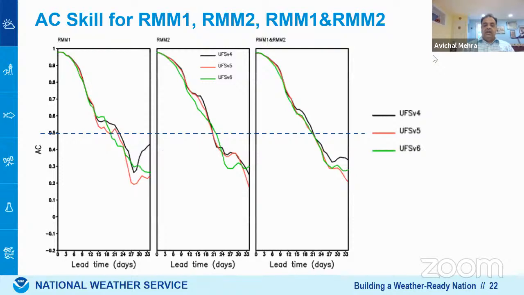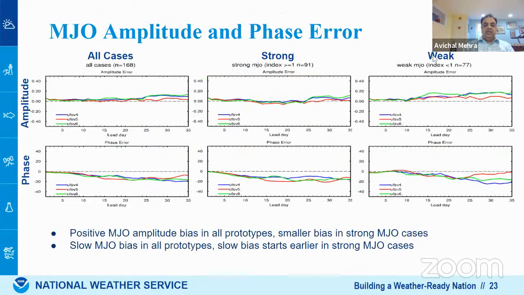MJO indices, very quickly, this is looking at RMM1, RMM2 MJO indices with prototypes 4, 5, and 6. Some improvement or some degradation with prototype 6 with RMM1, some improvement with RMM2, and neutral when you look at them together. Also looking at the MJO amplitude and phase errors, we find a positive MJO amplitude bias in all prototypes, and slower MJO propagation also in all prototypes. Some differences in how the prototypes are treating weak and strong MJO events.